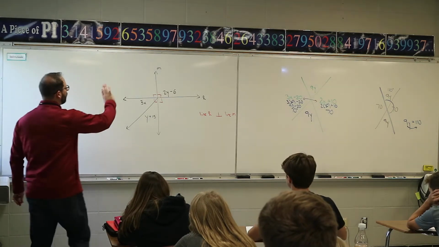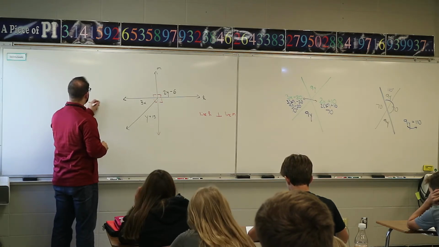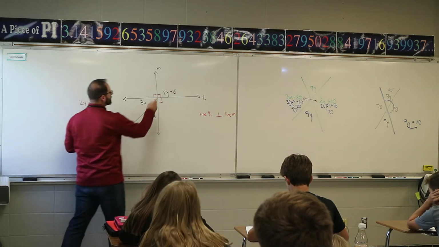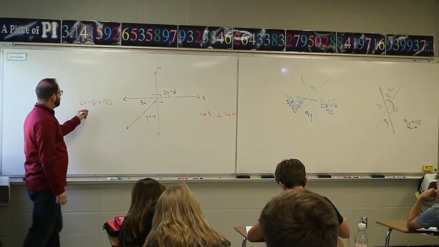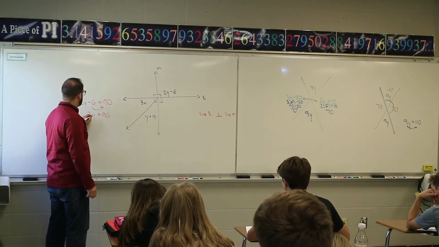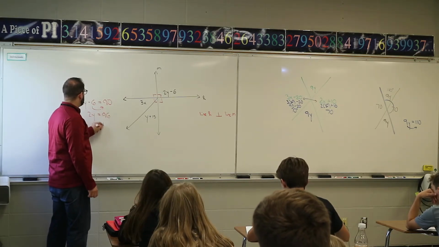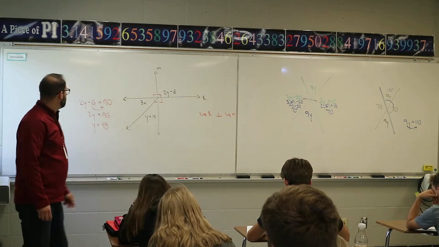What's this corner up here? 90 equals 2y minus 6. The 2y minus 6 is 90. That corner is 90 because they said it was perpendicular. So just set this equal to 90. Add this across. Divide by 2. Turns out to be 48. It's 96 divided by 2.